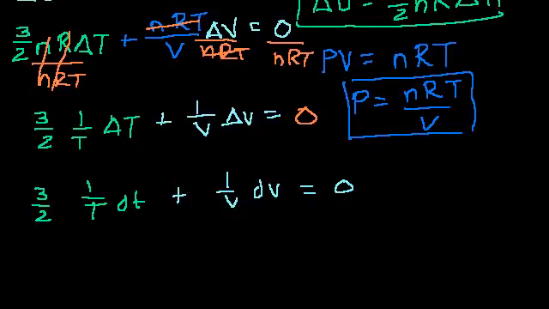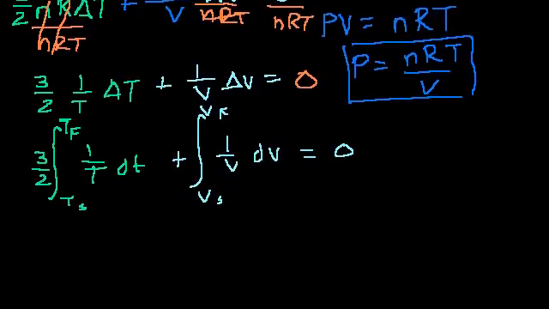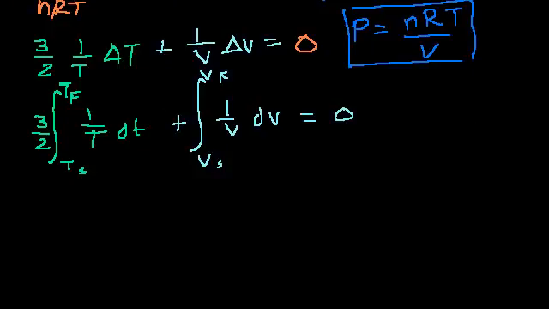So let's do that. I want to go from temperature start to temperature finish, and this will be going from our volume start to volume finish. Fair enough. Let's do these integrals. This tends to show up a lot in thermodynamics. The antiderivative of 1 over T is the natural log of T. So this is equal to 3 halves times the natural log of T.